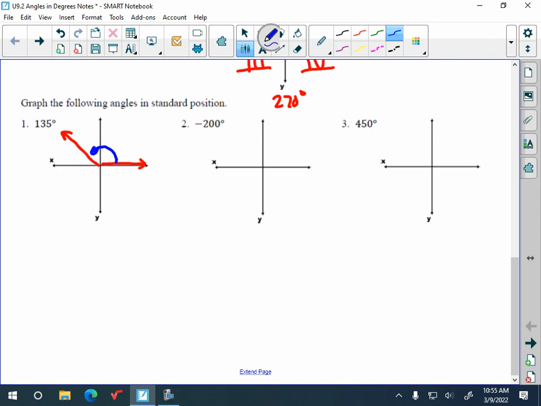Okay, so here's 0. That's negative 90, negative 180, negative 200 right here, because negative 270 is up here, so it's going to be in here. And that's still quadrant 2. It hasn't changed. The quadrants never changed. It's still 1, 2, 3, 4. Right? But because it's a negative, you have to go in the negative direction.